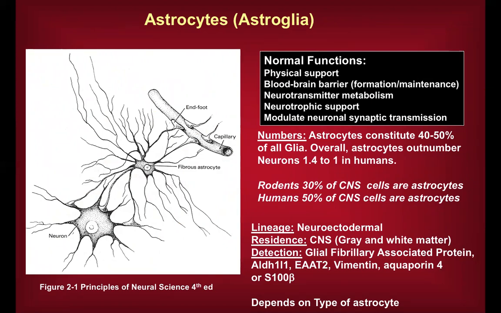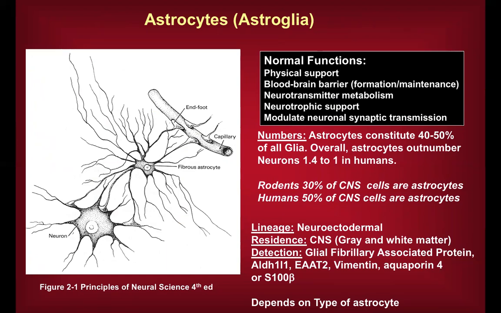And so normal functions: physical support, they're important for the blood-brain barrier. They're very important in neurotransmitter metabolism, which we'll talk about. They're very important for what's called neurotrophic support. For those of you who are non-neuroscientists, what neurotrophic means is growth factor. It just happens to be neuron growth factor. We also know that they're very important in neuronal synaptic transmission.